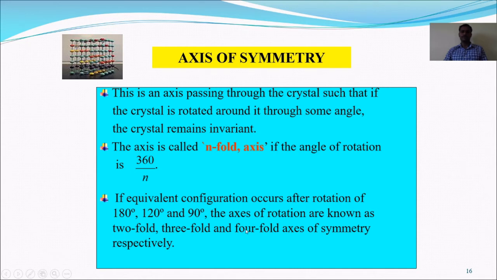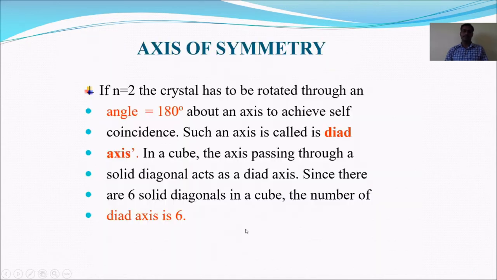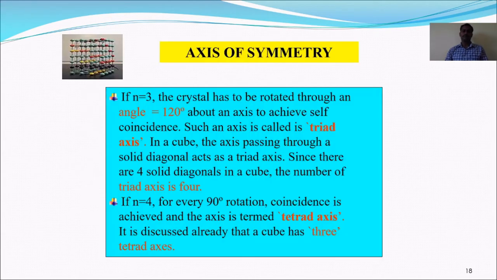If n is equal to 2, the crystal is rotated through 180 degrees and it achieves the same appearance twice. Such an axis is called a dyad axis, and there are 6 dyad axes in a cube.